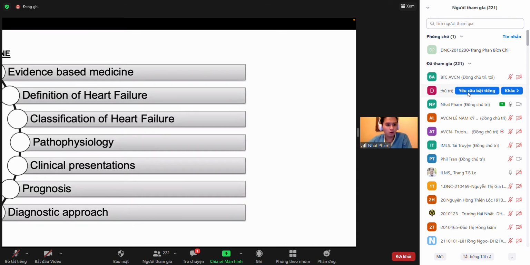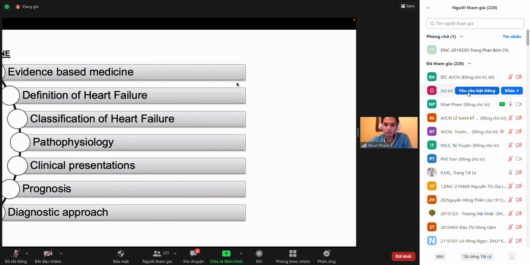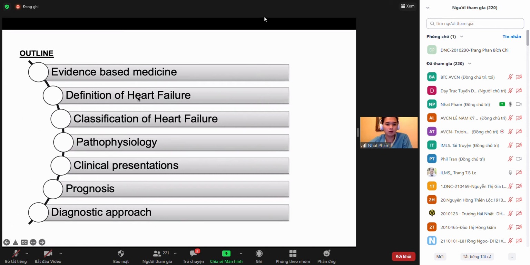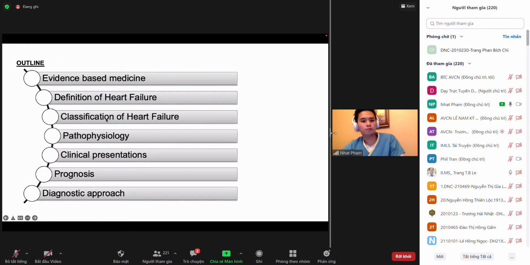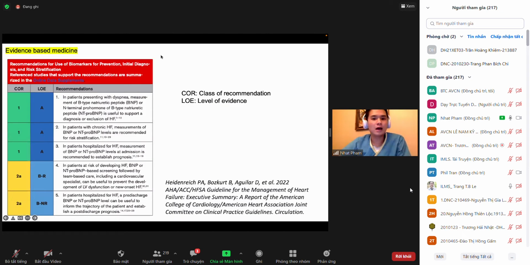So for the first part, the first thing we're going to talk about is evidence-based medicine. After that, we're going to talk about the definition of heart failure, then the classification, pathophysiology, clinical presentations, prognosis, and diagnostic approach. And for the next one, we're going to talk about the treatment. Okay, so the first question is about evidence-based medicine.